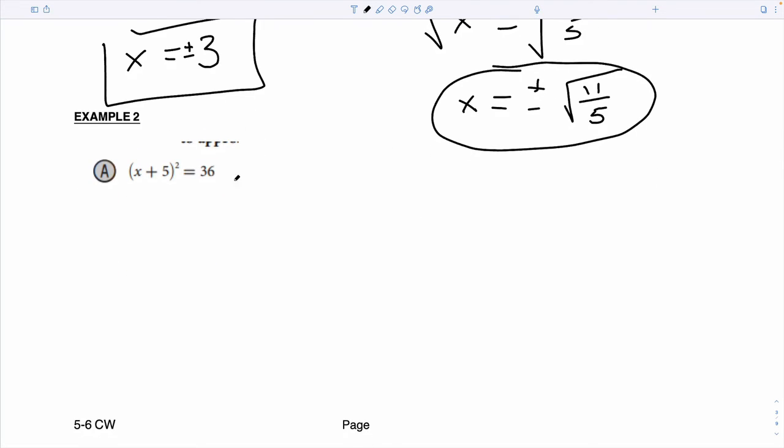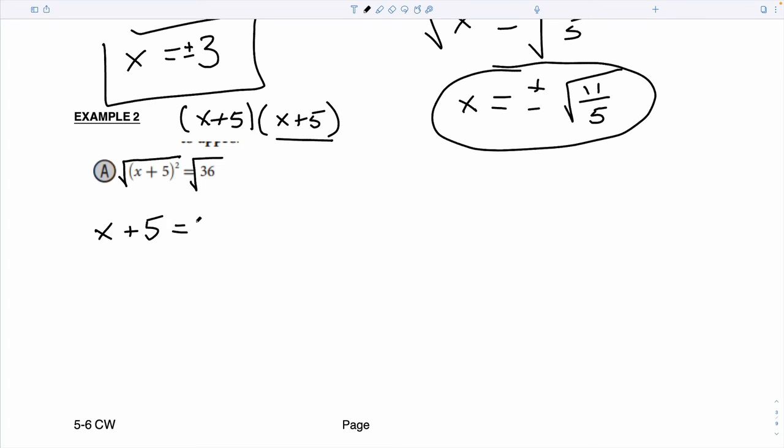Example 2. When you have x plus 5 squared in parentheses, this problem is a little easier than example 1 because I can, before subtracting anything, just take the square root of both sides. When you take the square root of x plus 5 squared, that's really just x plus 5 times x plus 5. So taking the square root of it is going to eliminate it just to one of the binomials. X plus 5 is left over.